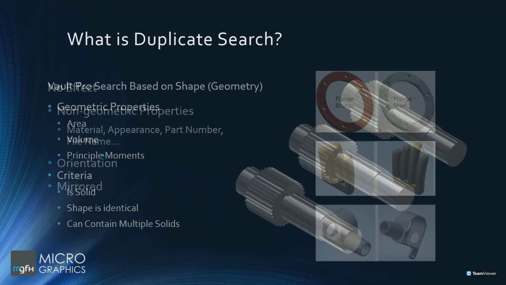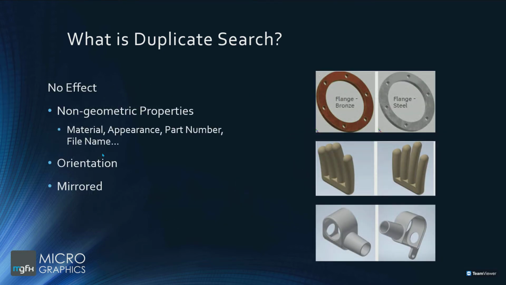So moving on to some of the other criteria, things that do not have an effect on duplicate search would be non-geometric properties. As I mentioned in the introduction, you may search according to a material, appearance, or part number to try to find if that file already exists in Vault. However, the geometry may be the same, but those properties may be different. So when doing a duplicate search, these non-geometric properties do not affect the search.